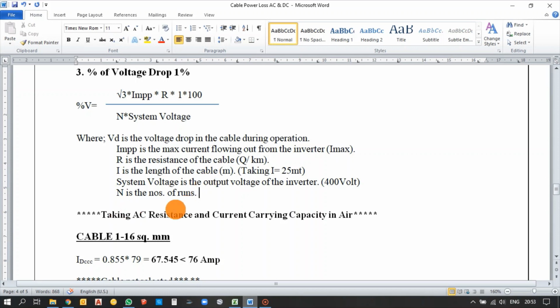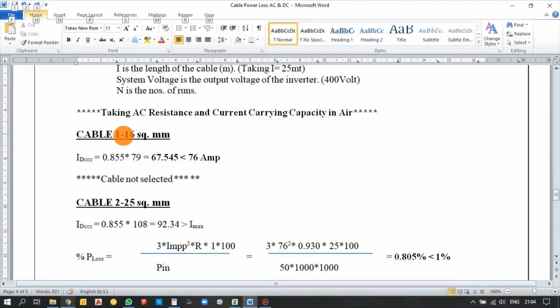So I have taken the AC resistance and the current carrying capacity all in air. I am not burying anything, so I have taken it as air. Starting with the cable of 16 square mm, the derated current is less than the maximum current, so I am not selecting this cable. It is not able to carry the maximum of 76 amps after deration.